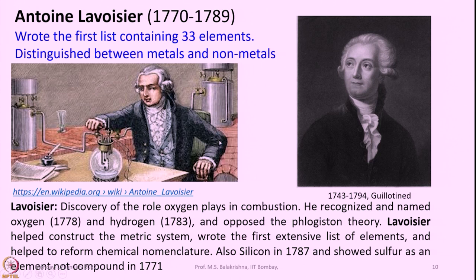So phlogiston theory says that a material undergoes combustion because of an inherent substance that facilitates combustion, but he told that it is not some constituent that is responsible for combustion, it is oxygen and nothing else. So Lavoisier helped to construct the metric system, wrote the first extensive list of elements, and helped to reform chemical nomenclature. Also he discovered silicon in 1787 and showed sulfur as an element, not a compound, in 1771.